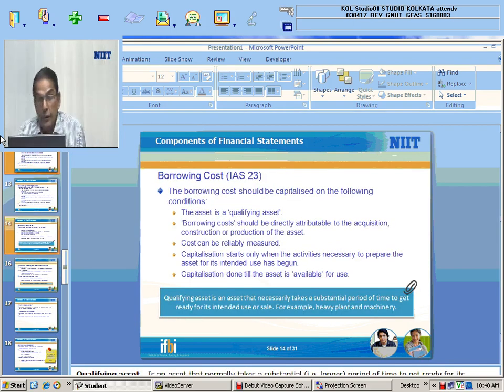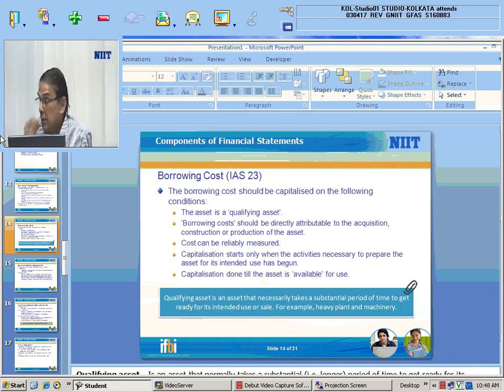Now, coming back to borrowing cost, because I told you we'll be discussing these two accounting standards, IAS 23 on borrowing cost and IAS 20 on government grant, when the context comes. So the context has now come. The borrowing cost should be capitalized on the following conditions. If the following conditions are met, then only borrowing cost can be capitalized. Number one, most important, the asset is a qualifying asset.